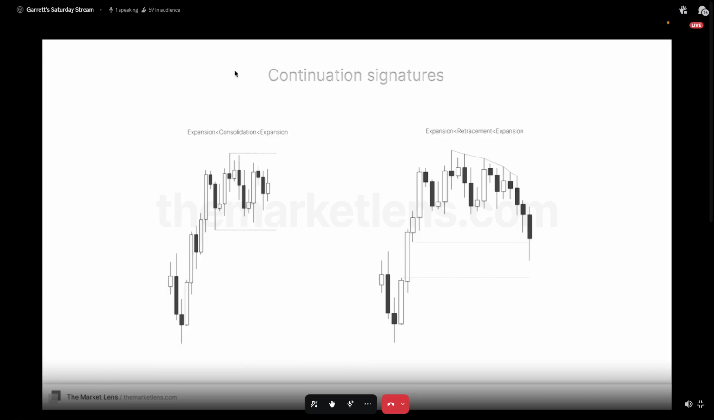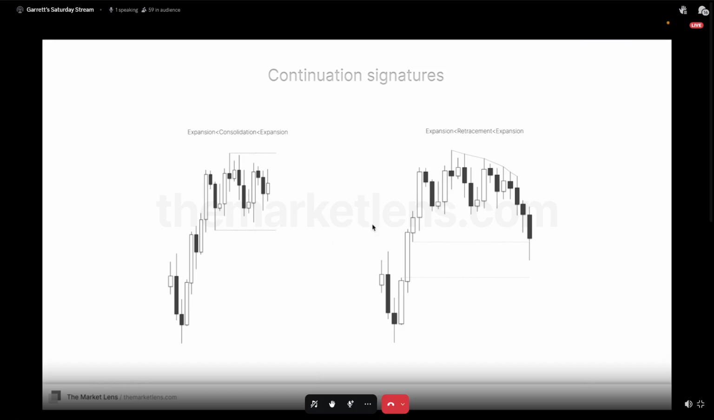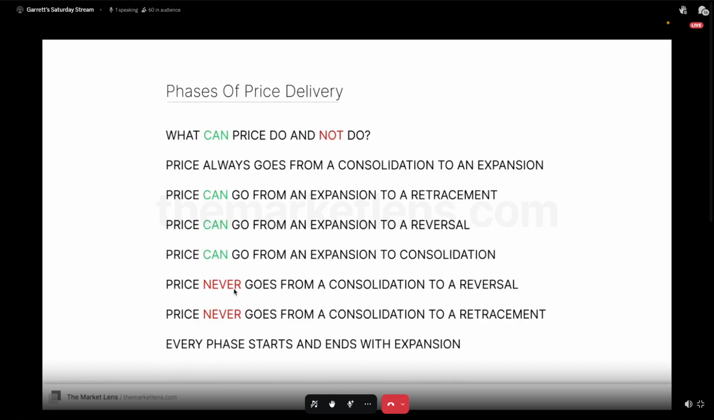So what is a continuation signature? So we want to see continuation signatures on our way to objectives, right? Because these are going to be, right, shallow retracements, and they're not reversal signatures, right? So we're more likely to continue towards those objectives that we're targeting, right? So continuation signatures are simply consolidations, right? As we mentioned, we don't reverse from a consolidation. Price never goes from a consolidation to a reversal, right?